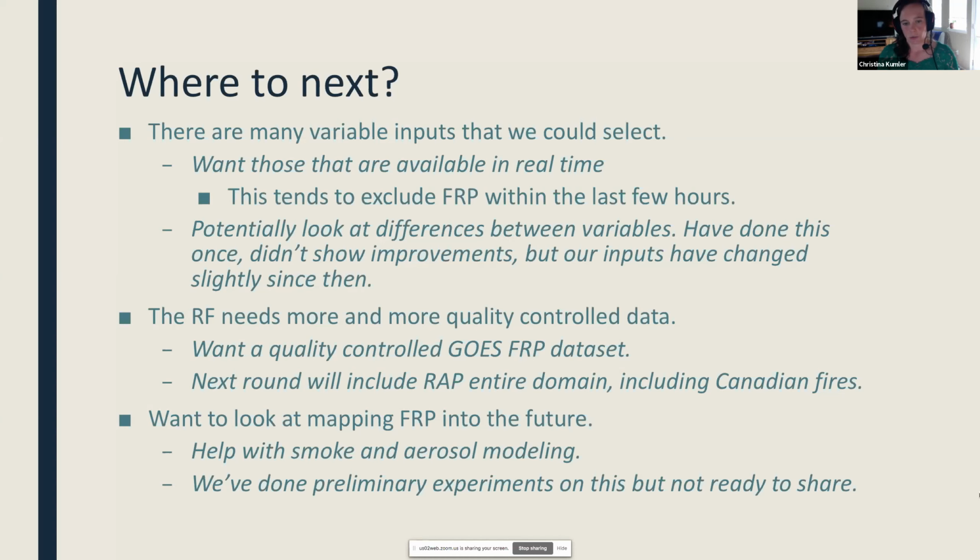And I also was using a CONUS wrap domain. So in my future experiments, I'd like to include the entire wrap domain to insert those Canadian fires. And Canadian fires, wildfires, tend to be handled differently than they are in the US. So I've been informed that they tend to burn longer because they're not as mitigated. We also want to look at mapping this FRP into the future because it will help with smoke and aerosol modeling. I'm not ready to share the experiments.